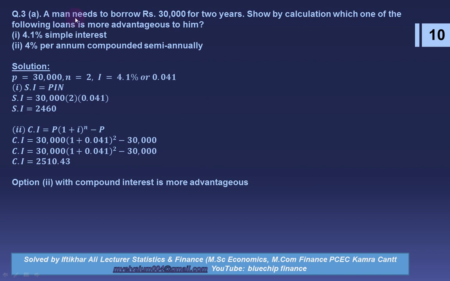First question: a man needs to borrow rupees 30,000 for 2 years, so the present value is 30,000. Show by calculation which one of the following loans is more advantageous to him. 2 years represents n. In the first case, 4.1 simple interest. So we simply apply the formula of simple interest. After putting in the values, the simple interest is 2460.